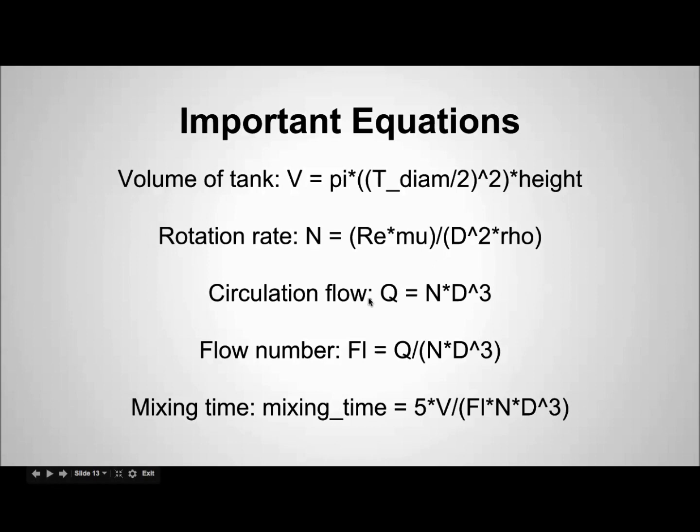The circulation flow is the flow just off the blades of the impeller, and that was used to find the flow number. And really, this isn't entirely correct. This is a proportionality, and we had to assume the proportionality constant is 1 because we weren't able to carry any experiments out to actually find this proportionality constant. And then the mixing time is here at the bottom, which was dependent upon the volume of the tank, the flow number, rotation rate, and the diameter of the impeller.